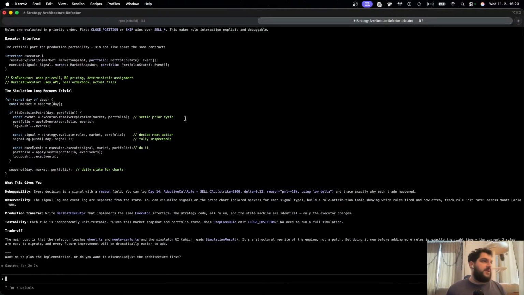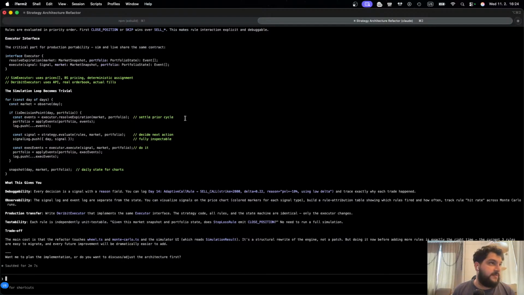What this gives you? Debuggability. Every decision is a signal with a reason field. You can log day 14, adaptive call rule, and trace exactly why each trade happened. Observability. The signal log and event log are separate from the state. You can visualize signals on the price chart, colored markers for each signal type. Build a rule attribution table showing which rules fired and how often. Track rule hit rate across the Monte Carlo runs.